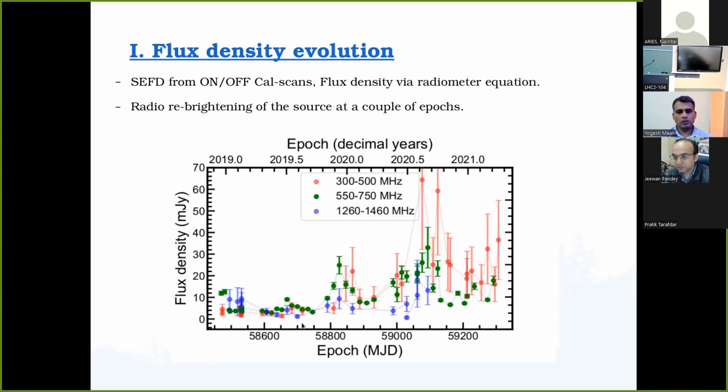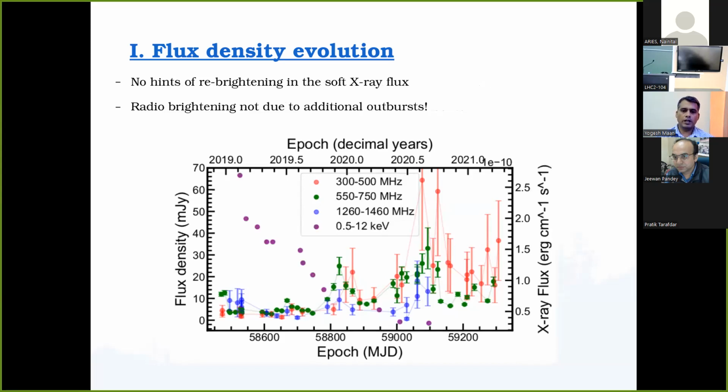You see there are a lot of flux density variations. The lowest flux density is just about a millijansky, or a fraction of that, but the highest reaches as much as 60-70 millijansky. So a factor of 50 easily, and this cannot be explained by any interstellar medium effects. So these kinds of wide variations are intrinsic to the source.